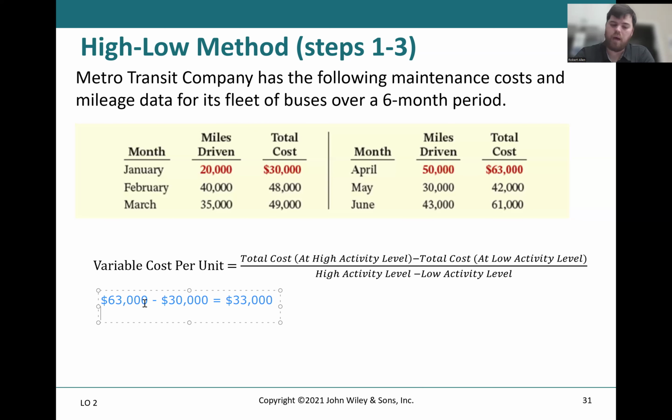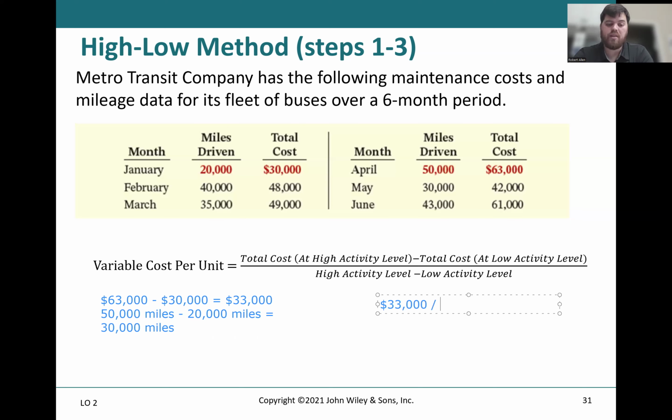Next, we're going to do the math on the bottom. 50,000 miles minus 20,000 miles. This will give us 30,000 miles. Now, that's not where we stop though, right? We have the numerator, we have the denominator, but now we need to do the actual division. So I'm going to take $33,000 divided by 30,000 miles, and I'll get $1.10 per mile. Meaning that my variable component is $1.10 for each mile.